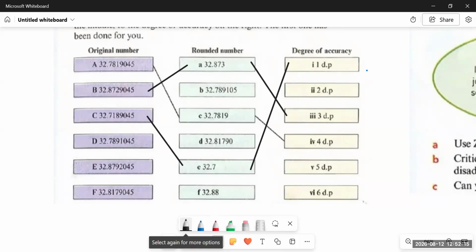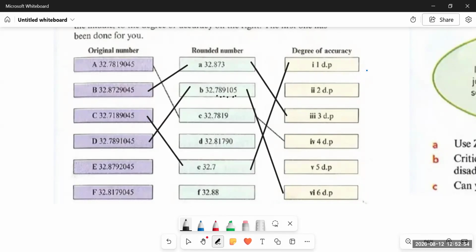of accuracy. Okay. Next we have part D, 32.7891045. So the only option we have is part B because we have the same digits here, and both of these numbers, 32.7891045 and 105 in the rounded number. So you can see that we have 6 digits after decimal, 1, 2, 3, 4, 5, 6, 6 digits. So it is rounded to 6 digits. Very simple.